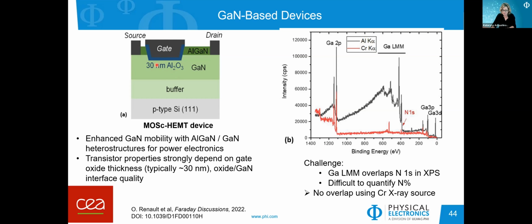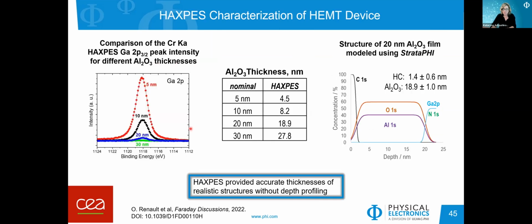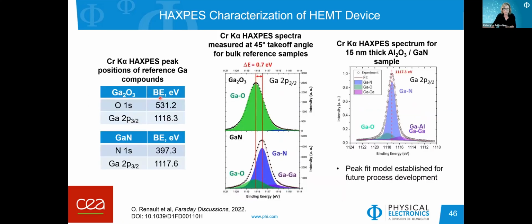So we started with model systems to develop the methodology. We looked at different alumina thicknesses on top of gallium nitride: 5 nanometers, 10 nanometers, 20 and 30 nanometers thick alumina on top of gallium nitride. And you can see that if I normalize, there's actually a peak that we detect and can use for the 30 nanometer alumina layer as well. And using our StrataPHI algorithm, we can obtain the structure, the nominal thickness, and a pretty accurate thickness using HAXPES data for these types of materials.